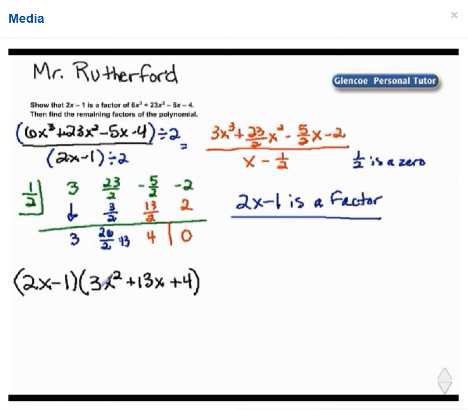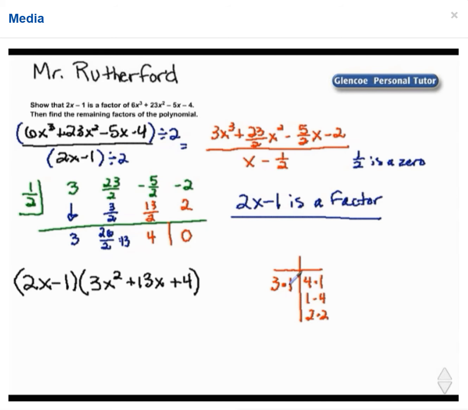Now what we need to do is factor 3x squared plus 13x plus 4 to find the remaining factors of this original polynomial. We know that 2x minus 1 is a factor, so let's factor the 3x squared plus 13x plus 4. I'm going to do this by first writing the factors of 3. The factors of 3 are 3 and 1. Then I'm going to list the factors of 4. We have 4 and 1, 1 and 4, and we have 2 and 2.